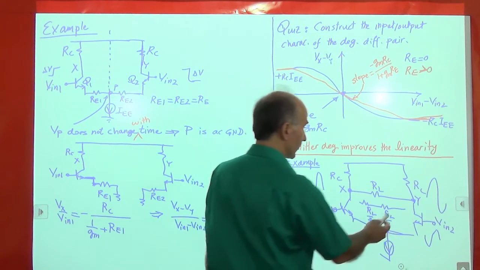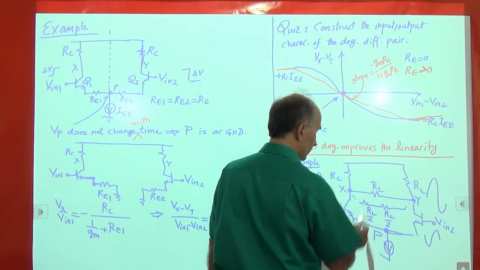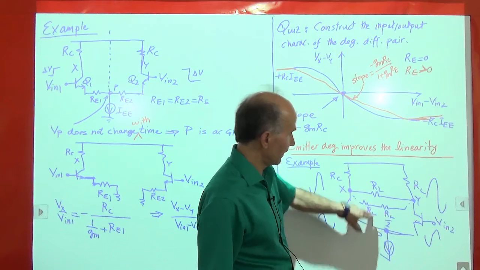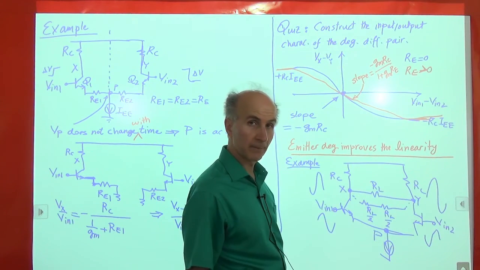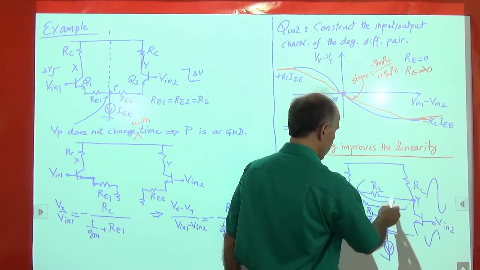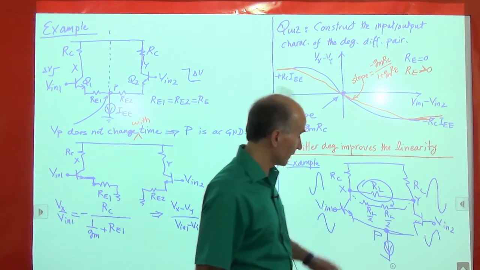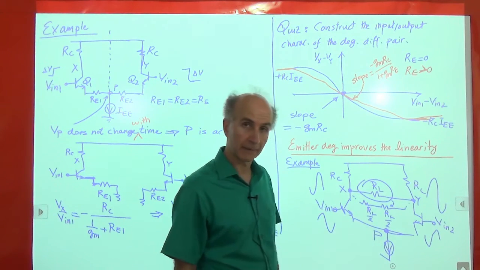I'll put a dashed line here because I don't want you to get confused. So this is a replacement for that, right? So I can replace this with this. We all agree, right? Because these two add up to RL.